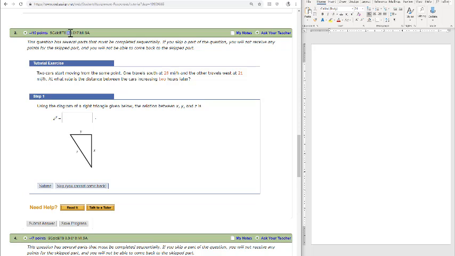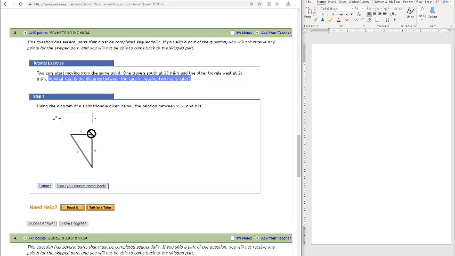This is a problem from your lab, section 3.9. It says here that we have two cars moving from the same point. One travels south at 28 miles per hour and the other one goes west at 21 miles per hour. At what rate is the distance between the cars increasing 2 hours later?